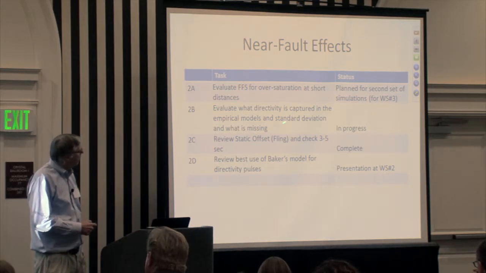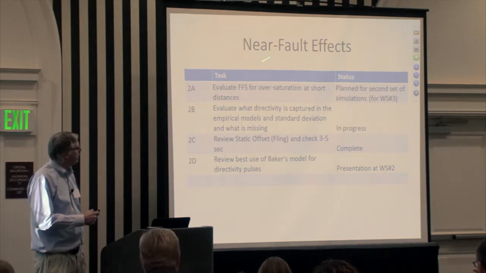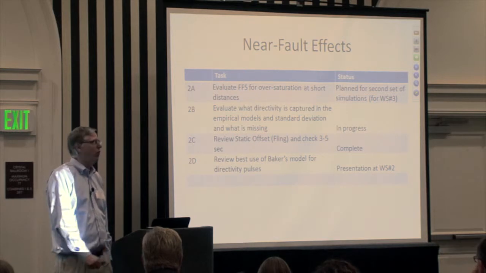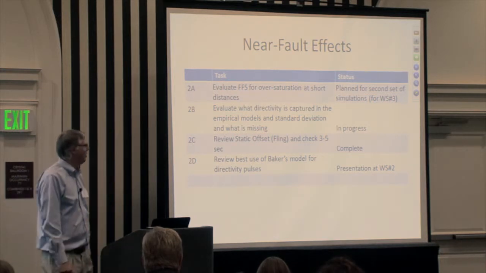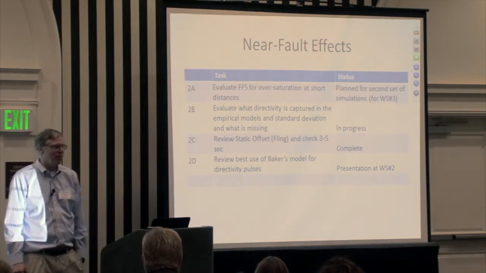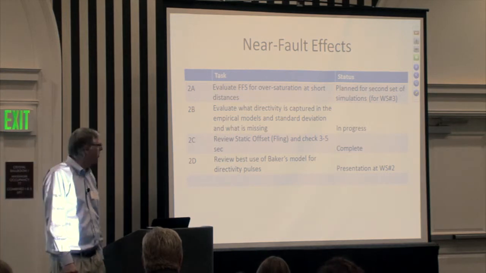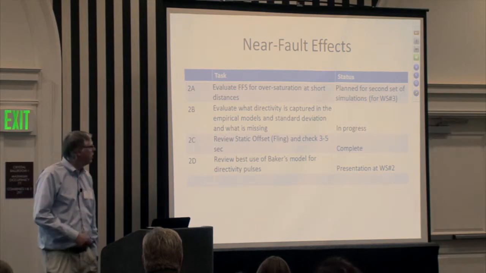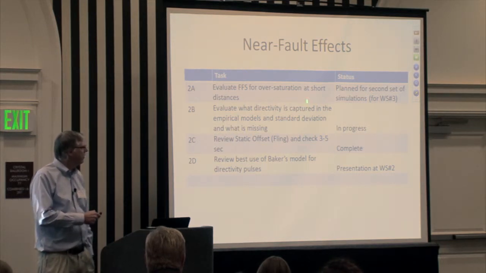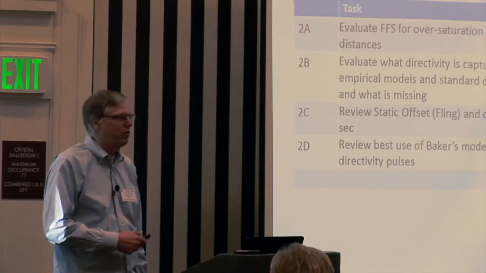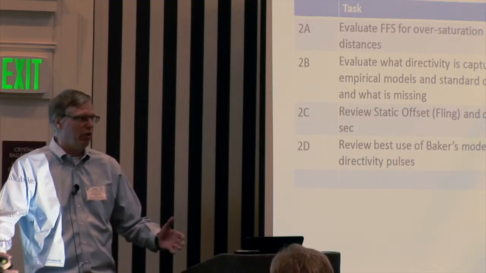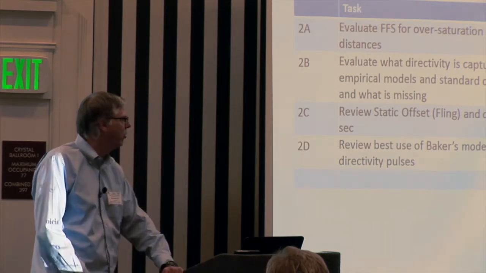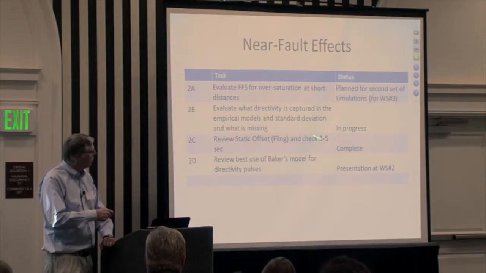The other part then is how do we capture directivity in our near fault effects? Some of the ground motion models, the Chiou and Youngs model, has directivity built into it. The other models don't have it in there, as it's been a pretty difficult thing to do. And so the question we're addressing is, does our standard deviation in our ground motion models capture directivity? Is it adequate? Or do we need to broaden that standard deviation when we're close in to larger earthquakes? So that work is in progress.